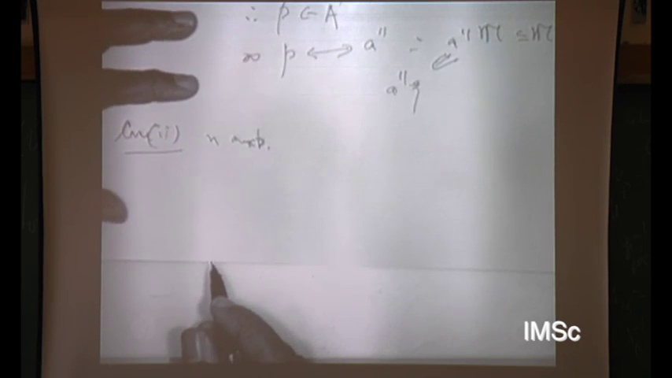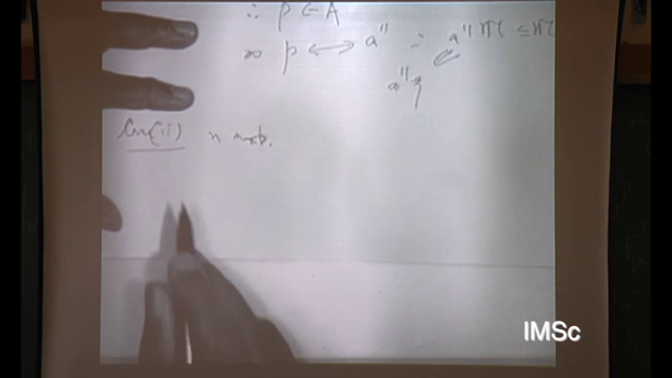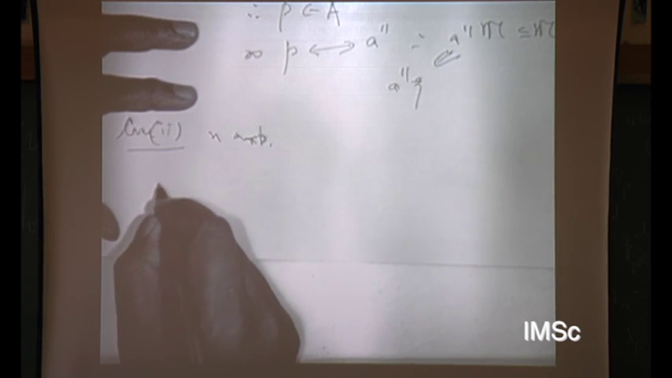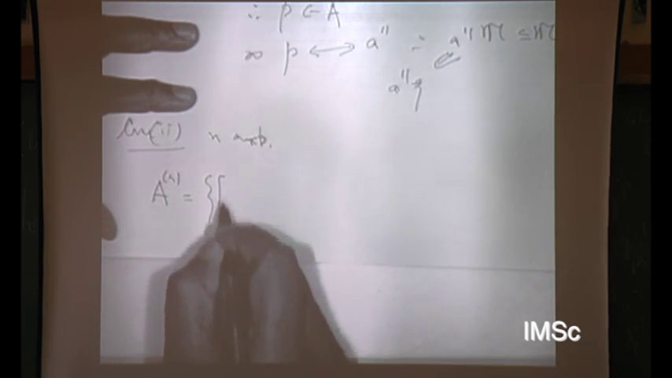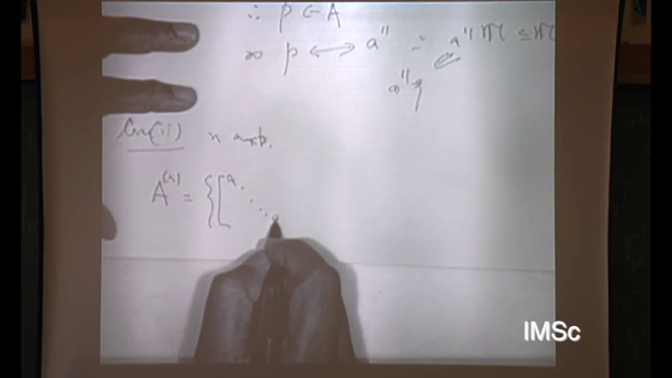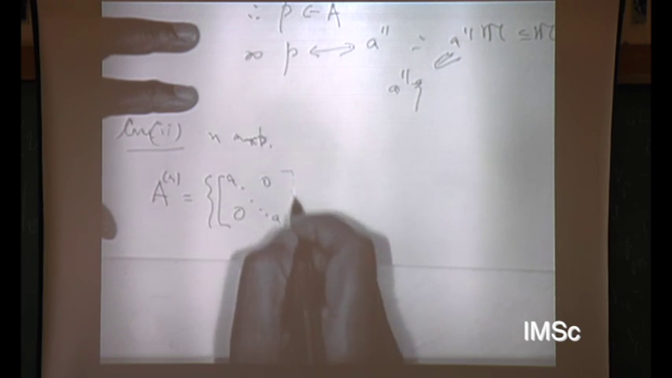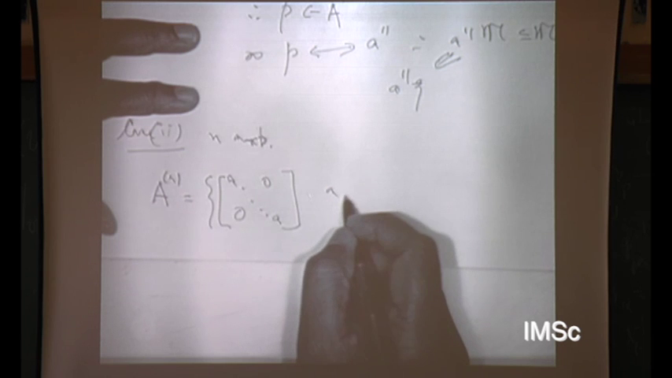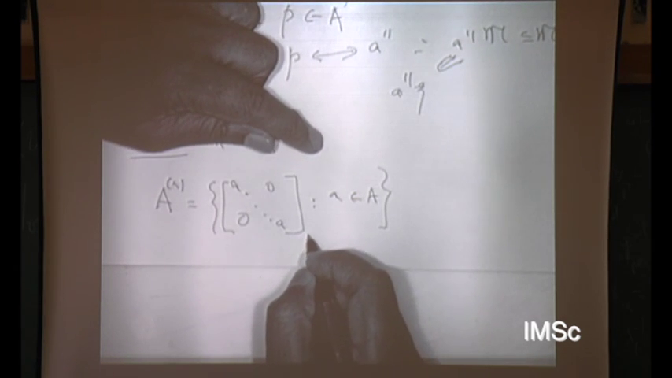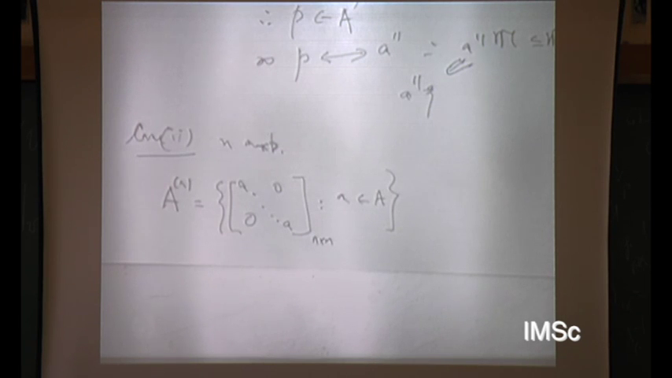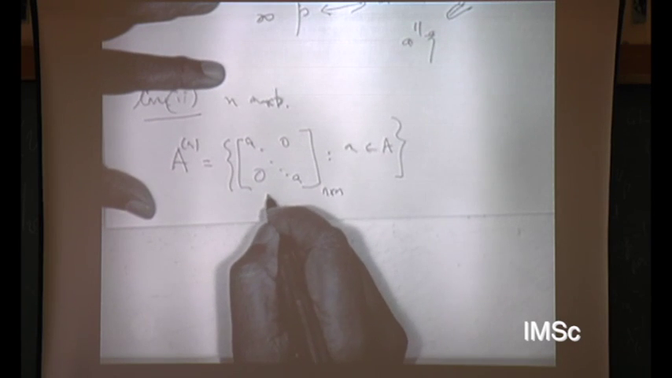Okay. Then, to hear the brilliant idea of the man, he says, consider the set defined by... So I look at A in 𝒜 and look at n by n matrices which have A everywhere on the diagonal and 0 everywhere else. Let us call this object A to the n.